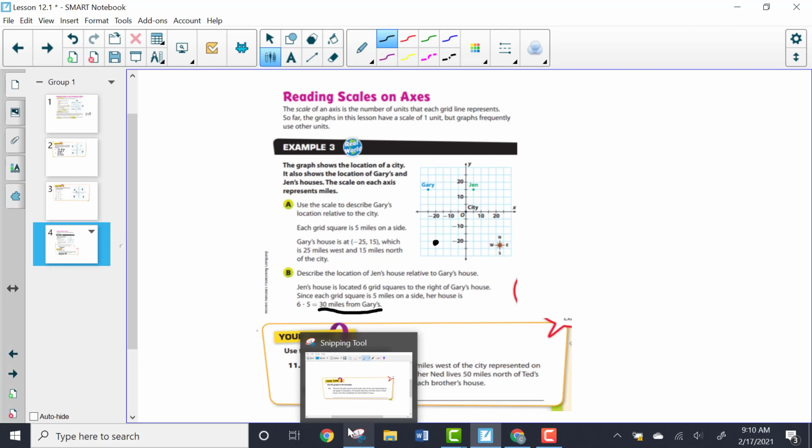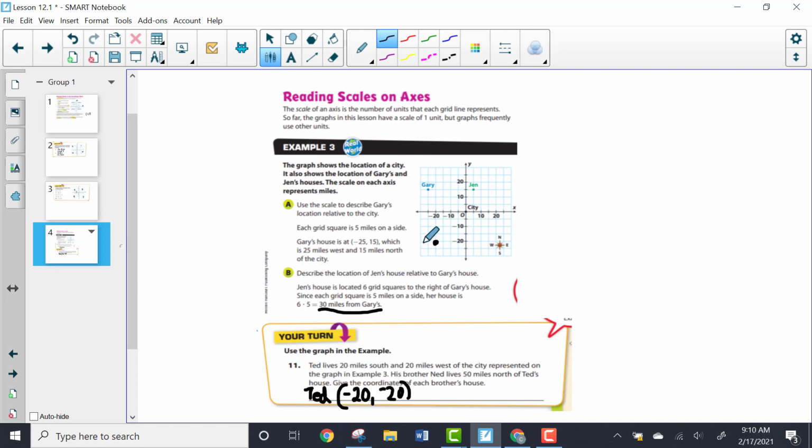All right, now we know that his brother Ned lives 50 miles north of Ted's house. So understanding where Ted's house is, we'll put T for Ted. We know that it's going to be 50 miles north, and understanding that each section represents 5 miles, we could just simply do an easy division problem. 50 divided by 5 is going to give us 10. That means it's going to be 10 squares above Ted's house on the coordinate plane. Okay, so it's just north, so we're not moving right or left on the x-axis. We're just moving 10 sections up to the top there.